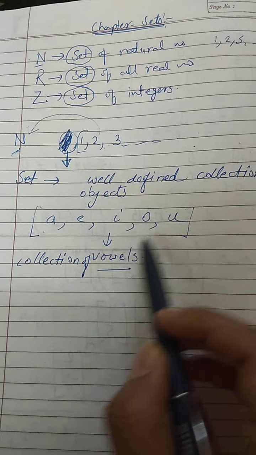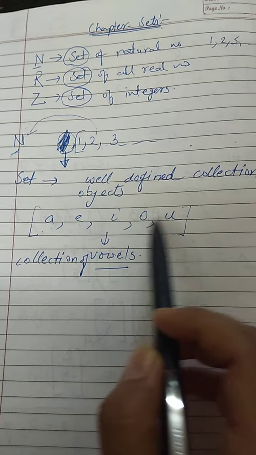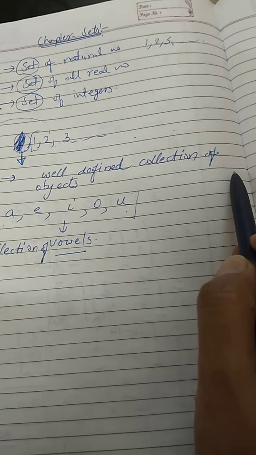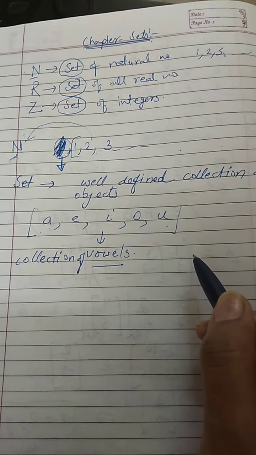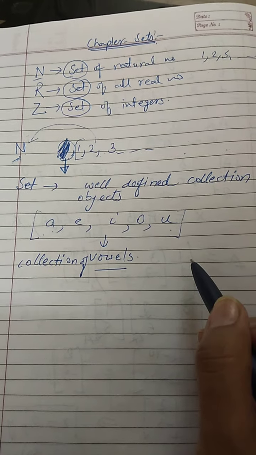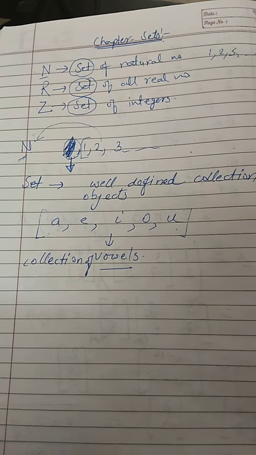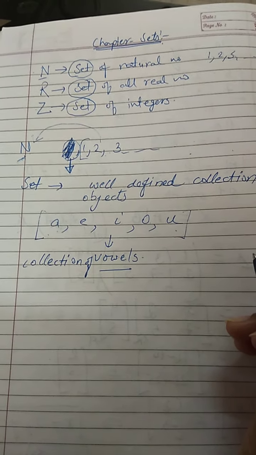And is it well defined? A is an English vowel, E, I, O, U. Each and every letter is an English vowel. So it is a well defined collection of English vowels, and then this will again represent a set. So in other words, what is a set? Simple, it is a collection. What kind of collection? It is a well defined collection of objects, right?